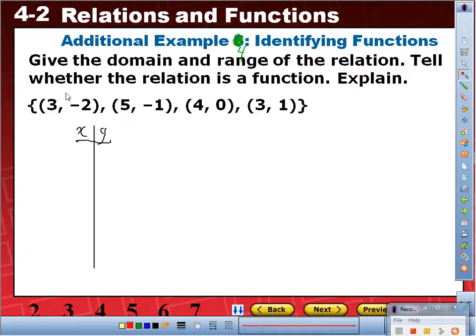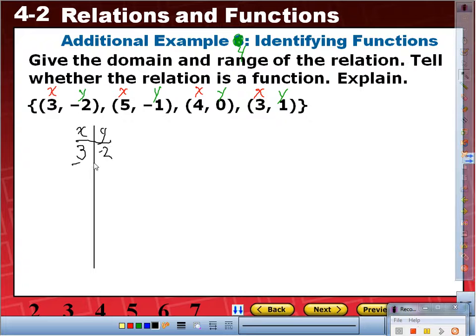And right away, I'm going to identify all my X values and all my Y values. Okay. So let's see. I'm going to place my first ordered pair on my table. What is my ordered pair? 3, -2. What's my second one? 5, -1. My next one, 4, 0. My next one, 3, 1.